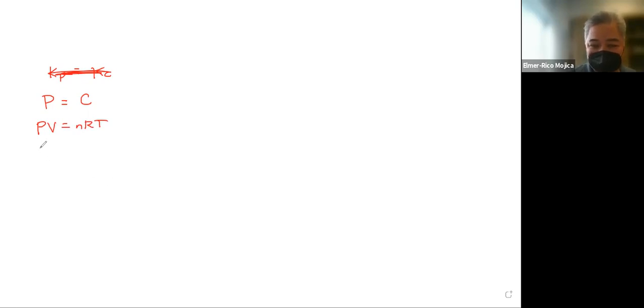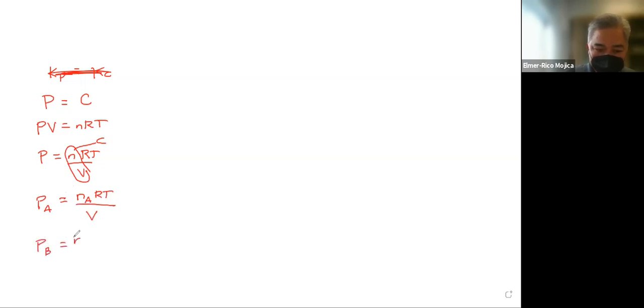So how are we going to relate the two? Isn't this your concentration? So if we're going to express, let's say, A, the way you do it here is just nA RT over V. And for B, this is just nB times RT over V. So how do we express Kp? It's the partial pressure of B raised to the b, over the partial pressure of A raised to the a.